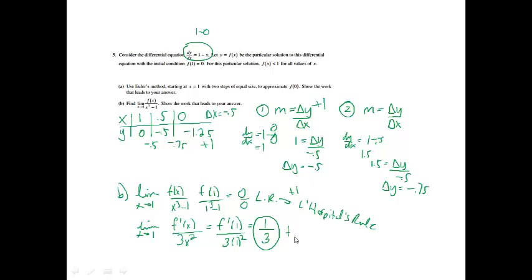Okay, and then you're going to get a point for getting the right answer. Alrighty, part C, find the particular solution to the differential equation dy/dx equals 1 minus y with the initial condition f of 1 equals 0.